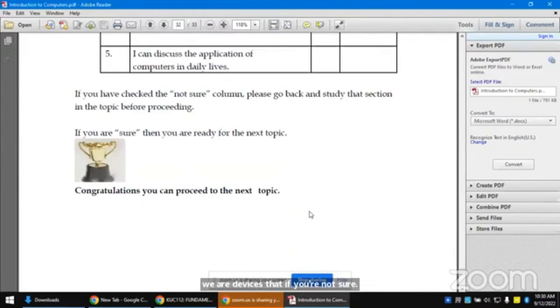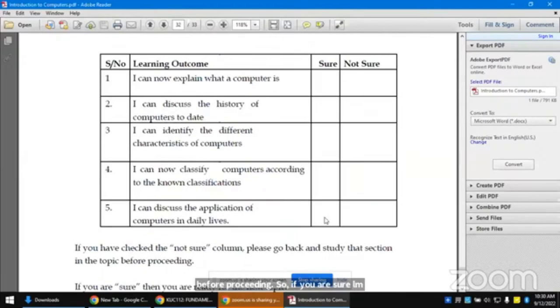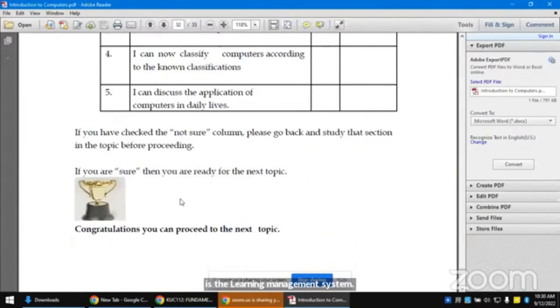LMS is the learning management system, the e-learning system, the one that you were taught how to log in to using your Kibabi email and your password. You log in, then look for KUC and enter it, and you will see. In a moment, I'm going to try to log in and see if I can show that.